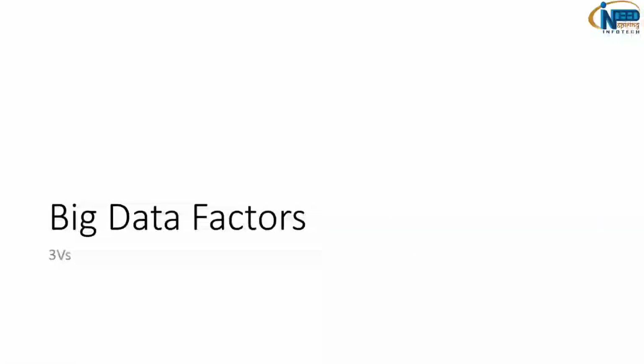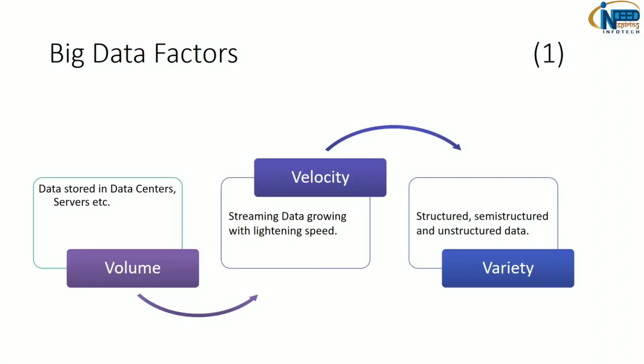Let's discuss the big data factors. Volume, velocity, and variety. These were the three terms coined which contribute to making data big data. Volume is data which is stored in the servers. So there can be data centers, there can be servers where data is stored. It can be data of a software, it can be data of a survey, any kind of data which is stored in the servers.